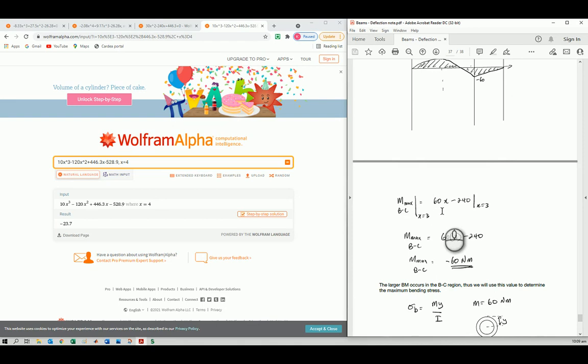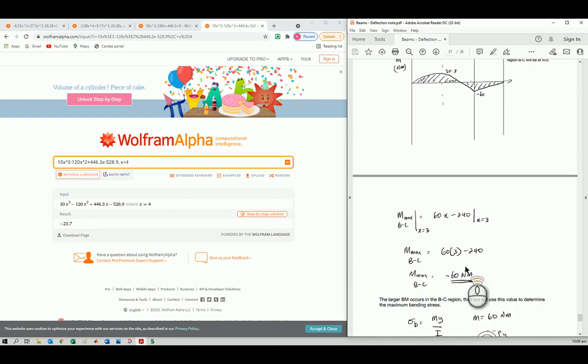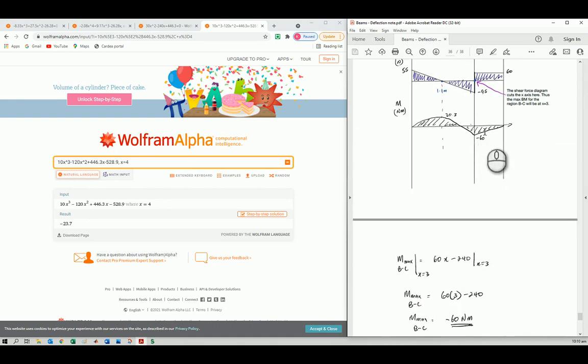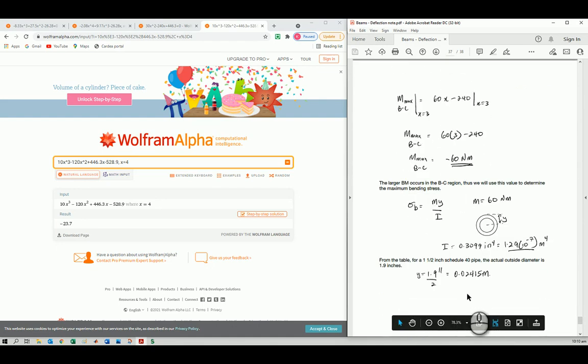So this was the bending moment equation. For that region, we substitute x equal to 3, and we get the maximum bending moment as minus 60. So between the two, 30.3 and minus 60, minus 60 is the larger of the two maximum bending moments. So we'll use the minus 60 to calculate our maximum bending stress. We have M is 60. This was the equation for bending stress. Y would be the radius of the pipe to the outermost diameter.